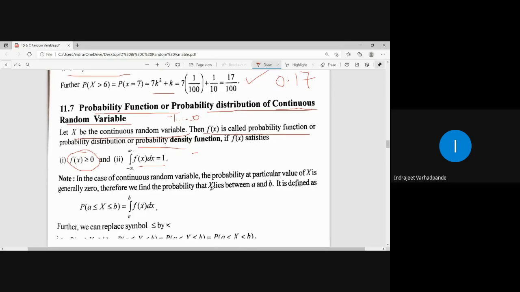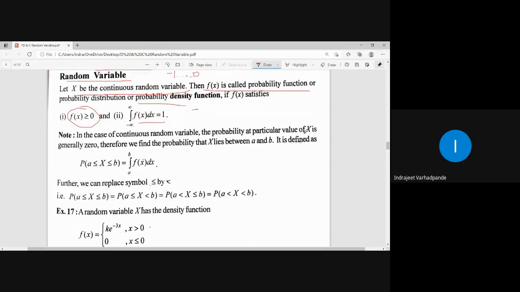So in case of continuous random variable, the probability at a particular point of x is generally 0. Therefore, we find the probability between a and b. So instead of minus infinity to infinity, the interval starts from a and ends at b. So rather than calculating the integration between minus infinity to infinity, I will be calculating it between a to b. So probability of a less than or equal to x less than or equal to b is integral a to b f of x dx. So always find the probability whenever it is asked between certain points.